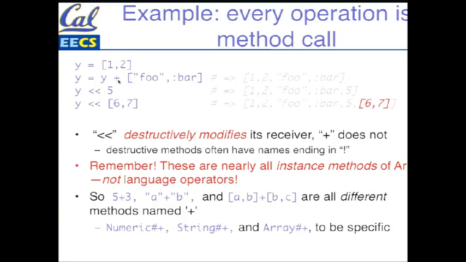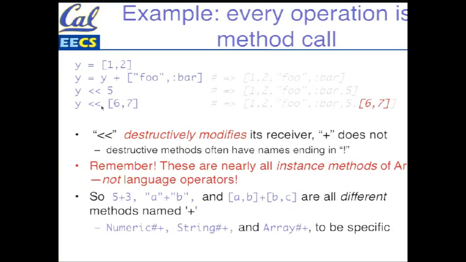It also supports the double less than operator, which you've probably seen in other languages. However, this is a good example of an operator that destructively modifies its receiver. So this is an important distinction. The vast majority of Ruby methods create a copy of the receiver, right? If I didn't have this left-hand side, if I just said y plus another array, a new object would be created, which is the concatenation of y and this foo-bar array. But when I use the double less than operator, I'm actually destructively modifying the receiver, right? There's very few of them that do this. But again, keep in mind these are all instance methods of array. These are not part of the language, right?